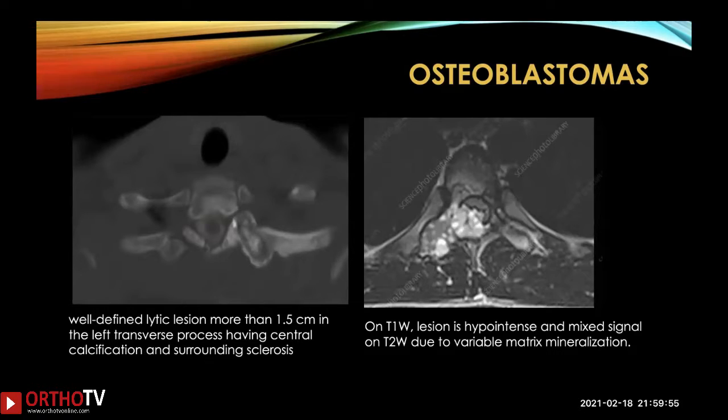On the MRI, you can see the lesion is hypointense and has mixed signal on T2-weighted images due to variable matrix mineralization. So this is important to note.